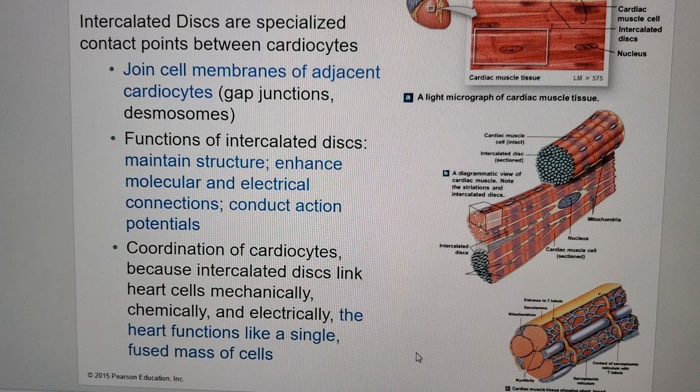And we'll talk about that more when we get to the circulatory system. You can see the heart has intercalated discs, these little discs here. And that's the only tissue that has the intercalated discs.